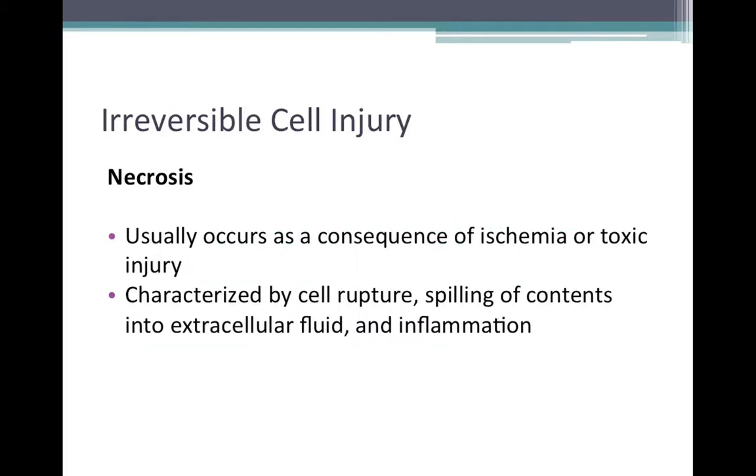Now, necrosis is actually a form of irreversible cell injury, and this is usually going to come about as a consequence of something like ischemia, which is lack of blood flow, or toxic injury, due to exposure to chemicals or heat or radiation. And necrosis is really characterized by cellular rupture, which leads to spilling of contents into extracellular fluid, and that causes an inflammatory immune response. But there's different mechanisms of necrosis that we'll talk about.